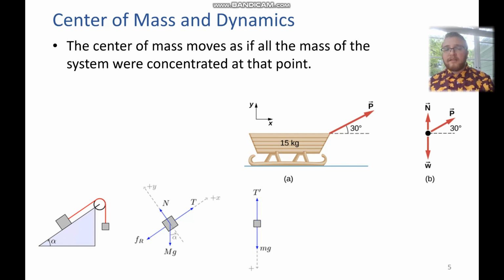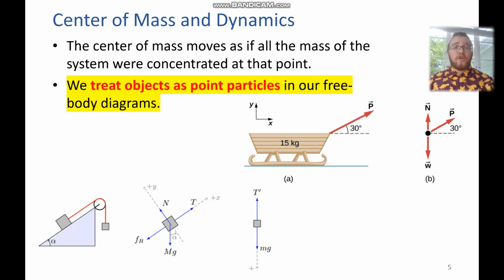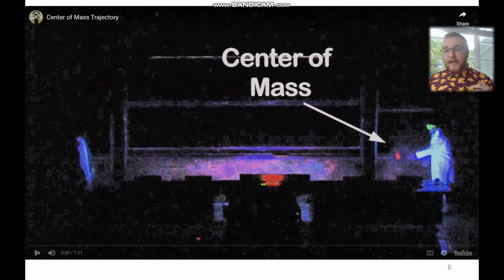Well, we care because when something moves, it moves as if all of its mass was concentrated at the center of mass. So we can treat objects like a point, like a circle or a point particle in free body diagrams. As an example of that, we have this video here where we throw several objects and they're spinning, and it's really hard to see what the path looks like.